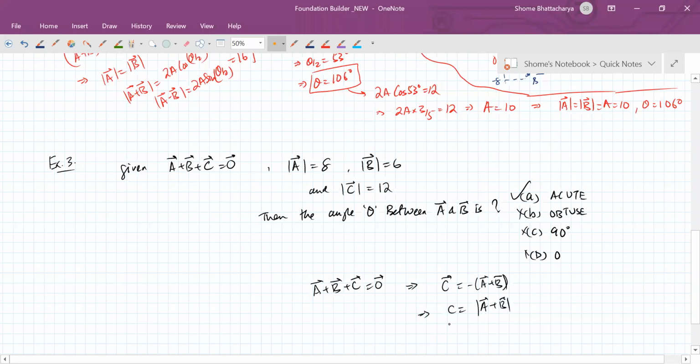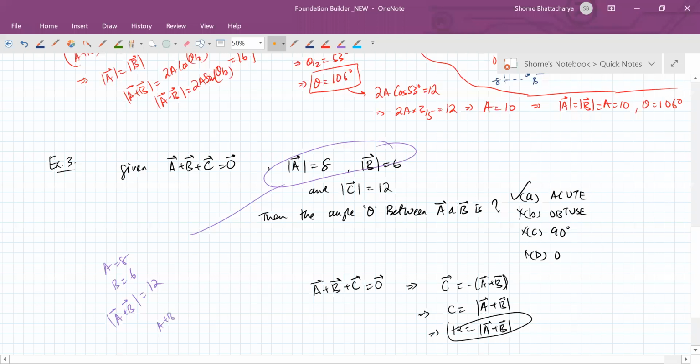Okay. Now magnitude of C is 12 and mod of A plus B is this. Okay. So now you can see from these values given that a is 8, b is 6, but mod of a plus b is 12. So what we are learning from this is that mod of a plus b is greater than root of a square plus b square.